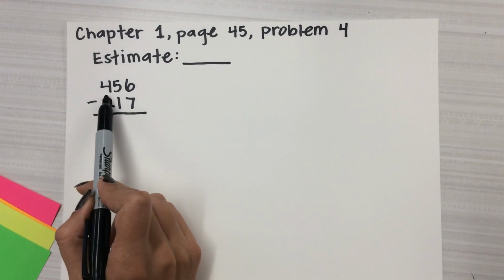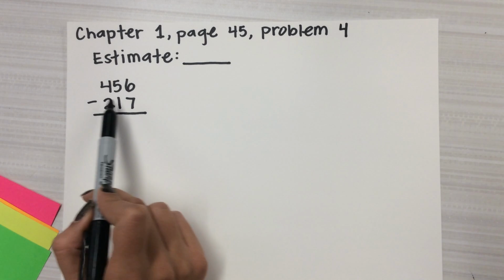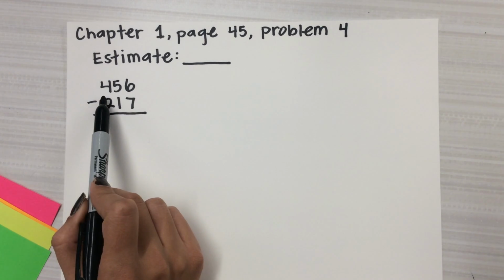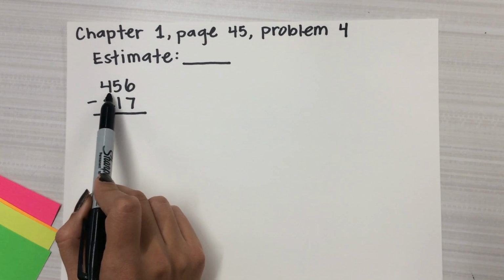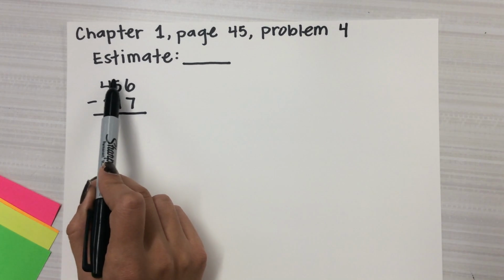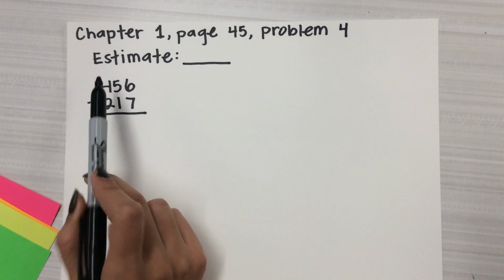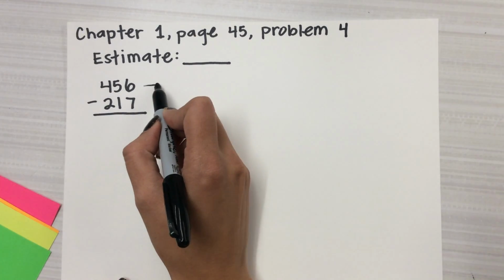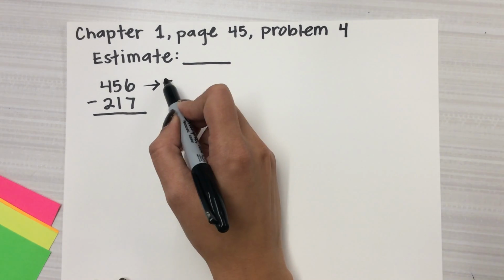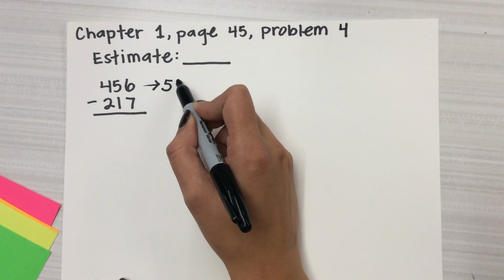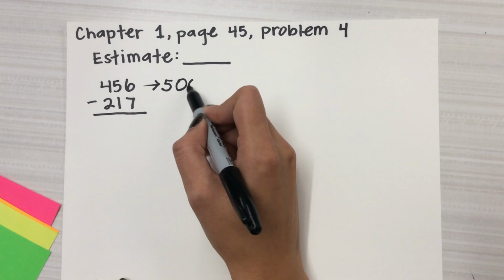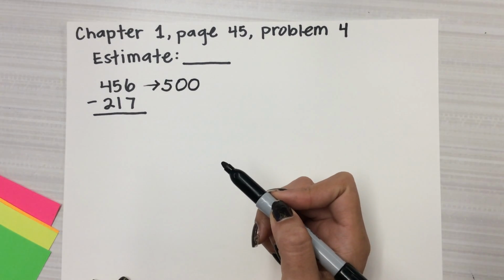When there's a hundreds place in a number, see how it's 456, it's a lot easier to estimate using the hundreds place. So here we have our 4 in the hundreds place, and we're going to look over here at the tens place. If that number is 5 or higher, then it's going to round our 4 up to a 5. So let's go ahead and show that. Our 4 is going to round up to a 5. And then because we estimated, that means the rest of the place values are 0.